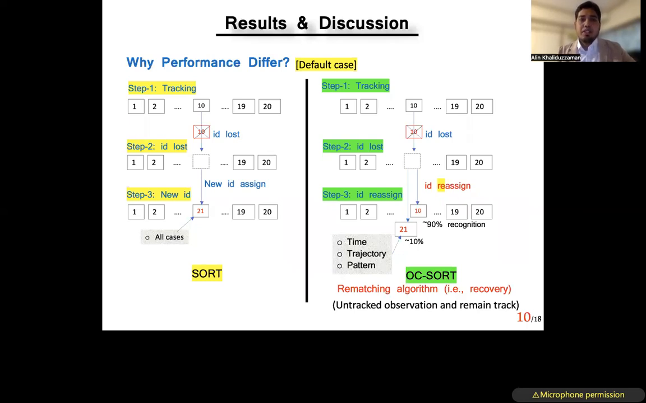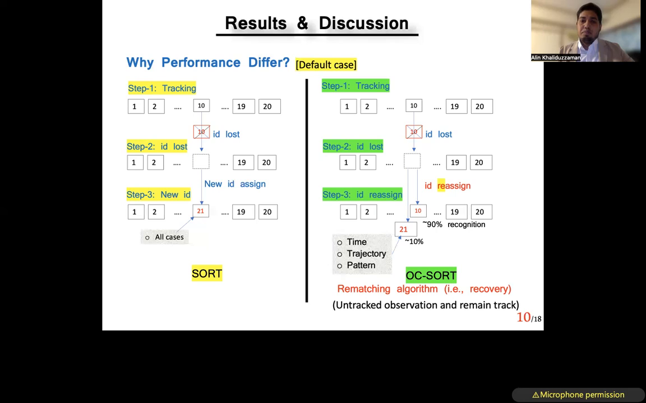On the left side, in the SORT case, we had 20 fish. That means 20 identity IDs. For example, if ID number 10 is lost at the crossing section, and then a fish is detected again, in the case of SORT it reassigns a new ID. But in the case of OC SORT, once the ID is lost, for example 10, once it's separated and re-detected and retracked, the tracker reassigns the same ID.